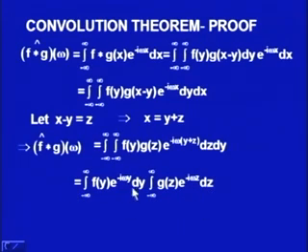Now, let us see what these integrals are. If we see this first integral, this is nothing but the Fourier transform of f, and this is nothing but the Fourier transform of g. Now, these integrals exist because we had already assumed that f and g were piecewise continuous, integrable and bounded. That says that this Fourier transform does exist. So, this is nothing but f hat omega into g hat omega.